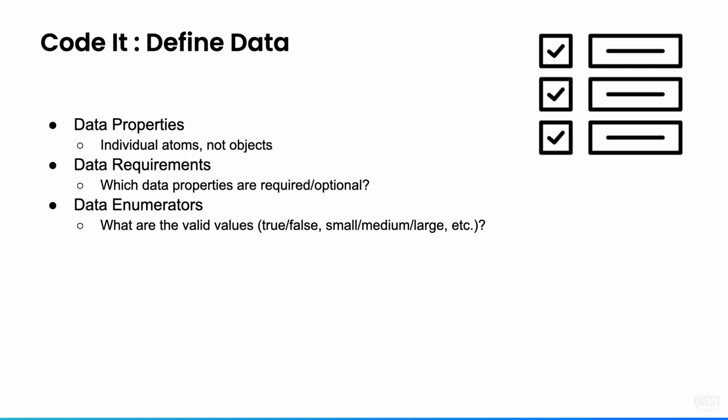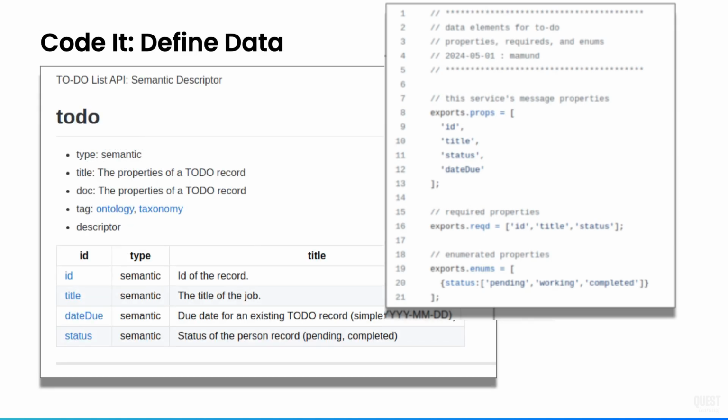So we're going to need to focus on that. Here's what our semantics to-do record looks like in the data portion: ID, title, date due, and status. And here is where we find it in code. We actually find there's properties listed, and there's requirement, and there's enumerators. So let's take a quick look at what that looks like in the source code itself.